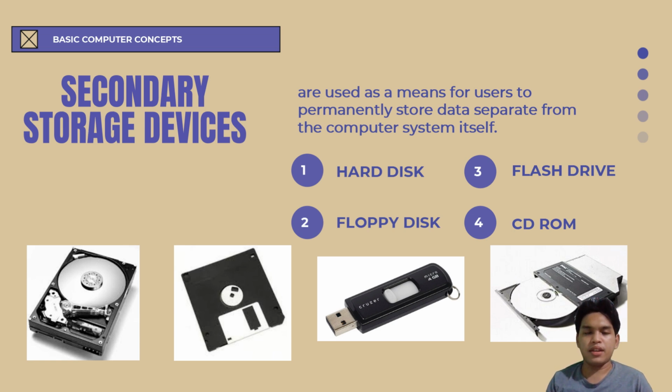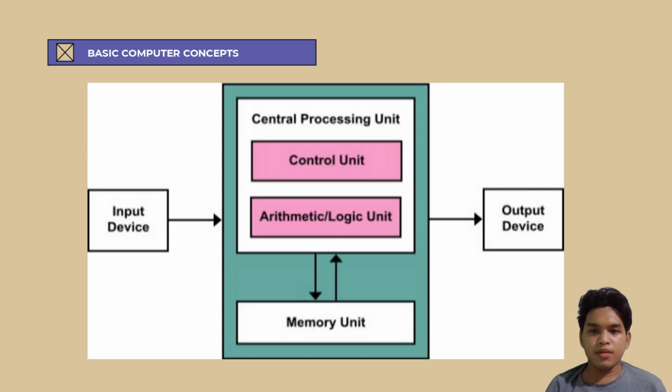Lastly, the secondary storage devices. These are used as a means for users to permanently store data separate from the computer system itself. They allow us to save files, photos, music, and more, even when the computer is turned off. These include things like hard disk, floppy disk, flash drive, CD-ROM, and many more.